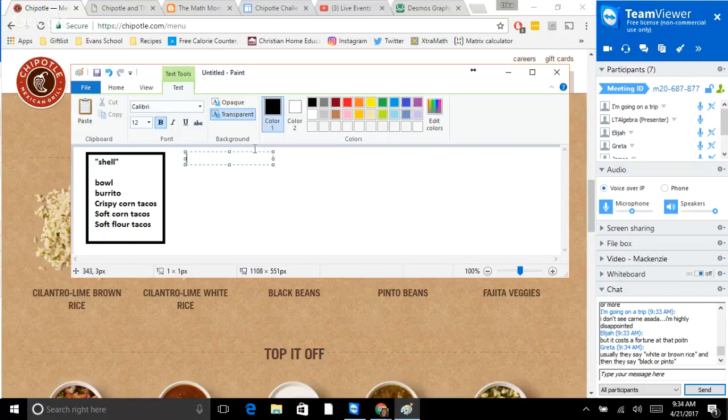So we'll call this rice, beans, and veggie. That's what they call it. Your choices are brown rice, white rice, black beans, pinto beans, and fajita veggies.